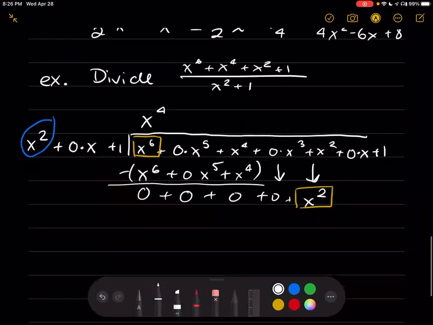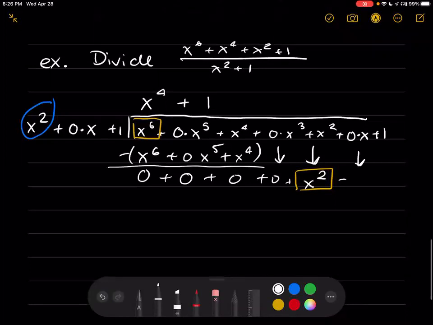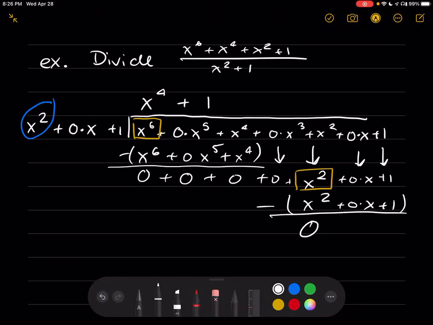So now we ask, what can we multiply x squared by to get x squared? Again, pretty straightforward. Pretty sure the answer is just 1. And we multiply 1 by our divisor. And don't forget to drop down these terms so that we can subtract appropriately. So if we do 1 times x squared, that's just x squared, plus 0 times x, and then 1 times 1 is 1. Parentheses, subtract it away. All right, x squared minus x squared, that's 0. 0 minus 0 is still just 0, and then 1 minus 1 is 0 again.